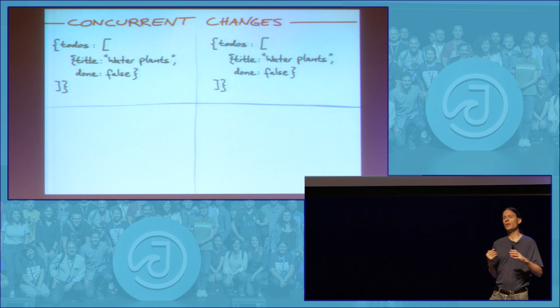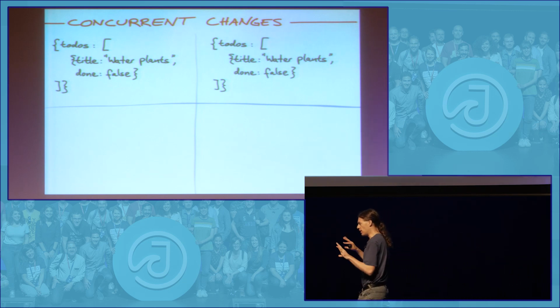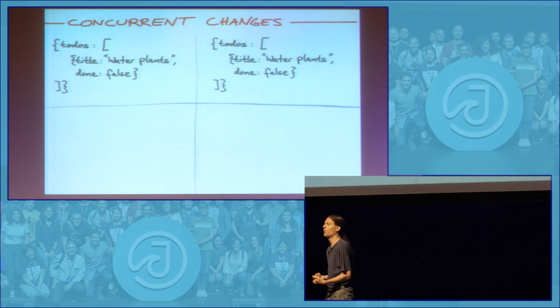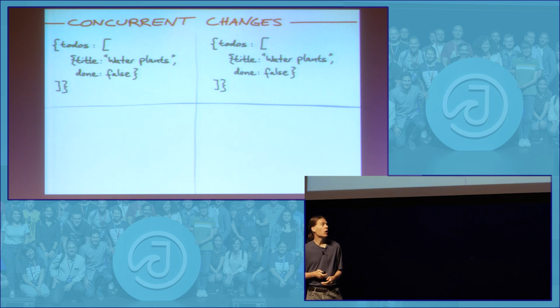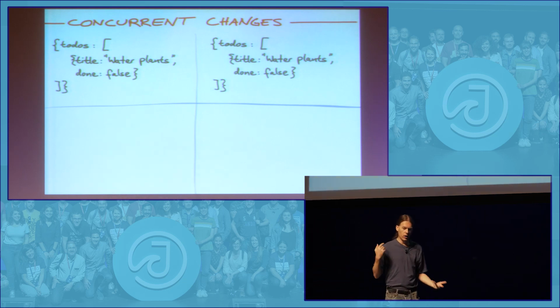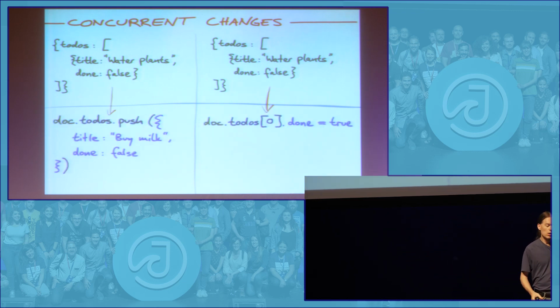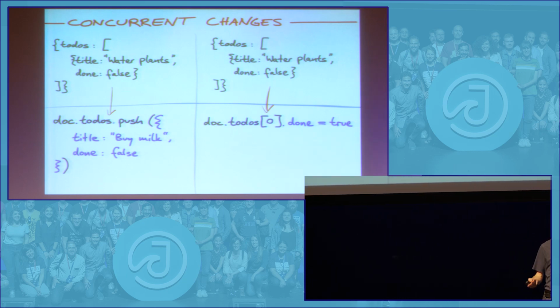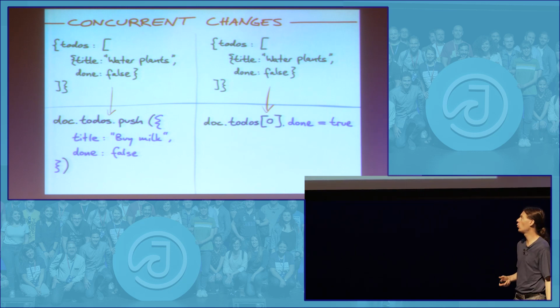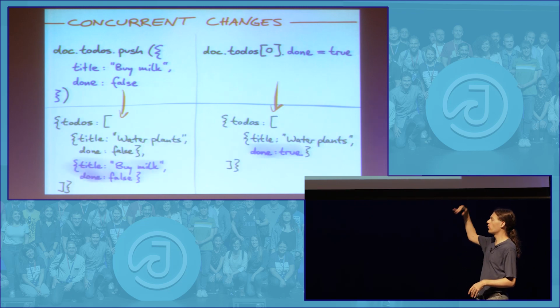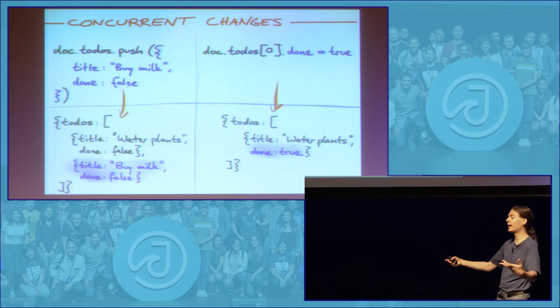Okay, but most interesting here with things like these collaborative editors is what happens if several people make changes at the same time. And this is, of course, the whole purpose of why Automerge exists. So, for example, say the current state in which both users start is this to-do list containing just one item, which is watering the plants. And now 2 users independently make changes to this document. The first user pushes buy milk to the end of the list, so now they have 2 to-do items. Then the user on the right concurrently updates the first item in the to-do list, setting the done field to true.